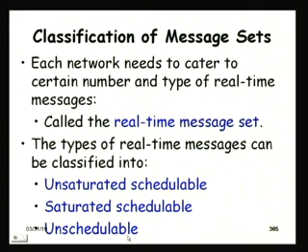Unschedulable is the situation where some message will miss its deadline. It was not possible to guarantee that the messages will meet the deadline. That is the unschedulable set. So, for a given situation, if we cannot guarantee that all messages will meet the deadline, that is the unschedulable set.